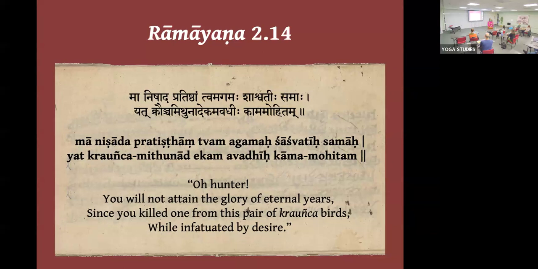He cries out, "Mani shara pratishtam tvam, agamash shashvati samaha, yat krancham mitunadekam, avadi kamamohitam." Right? "Oh, hunter, you will not attain the glory of eternal years, since you killed one from this pair of croucha birds while infatuated by desire." I should note these are all my translations, unless otherwise noted.